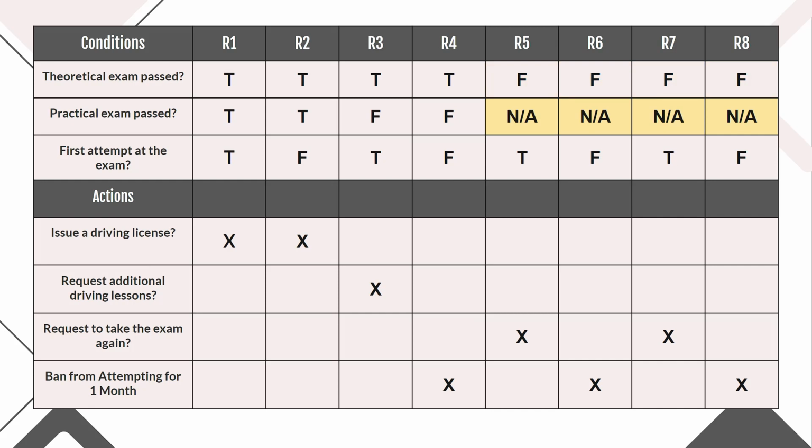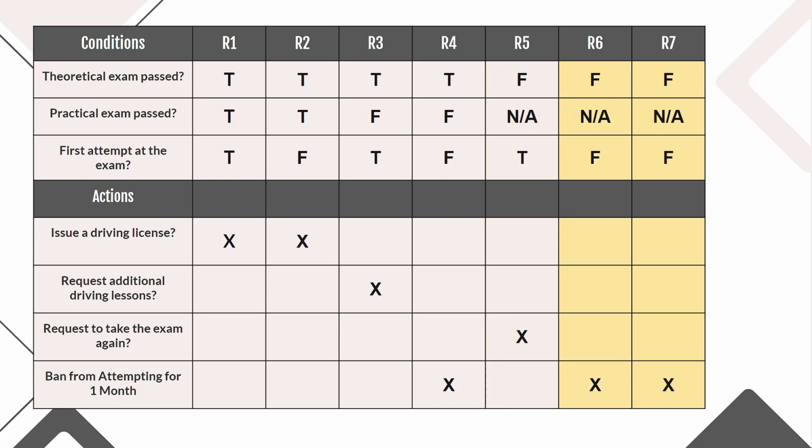The rules from the 4th to the 8th provide that the theoretical exam is failed. After that, there is a condition regarding the practical exam, which is twice true and twice false. And we can replace these true and false with NA. This means that the condition is infeasible for a given rule. And when we do this, we will get 2 identical columns that can be merged. Rule 5 and Rule 7. Now they are the same and we can delete one of them. Same with Rules 6 and 7.